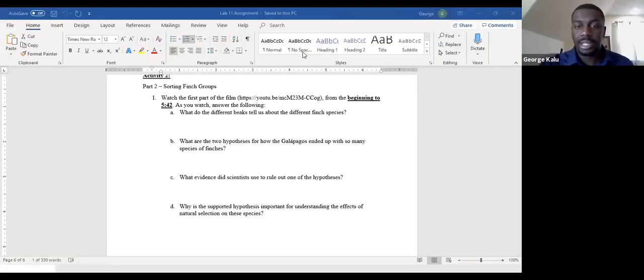So let's go ahead and start by taking a look at these questions here. The first question asks us, what do the different beaks tell us about the different finches? So what do we think for this one? What do the different beaks tell us about the finch species? Anyone have an idea?